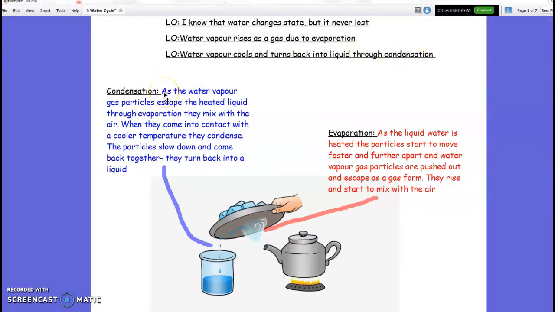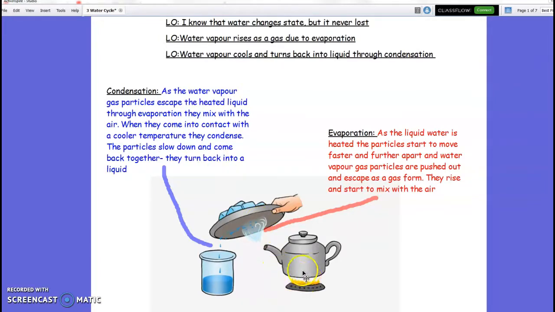So just to recap on those two very important words, condensation and evaporation. You've already learnt about these two terms, but we're just going to have a quick recap just to keep it fresh in your minds. So condensation. As the water vapor gas particles escape the heated liquid through evaporation, they mix with the air. When they come into contact with a cooler temperature, they condense. The particles slow down and come back together. They turn back into a liquid.